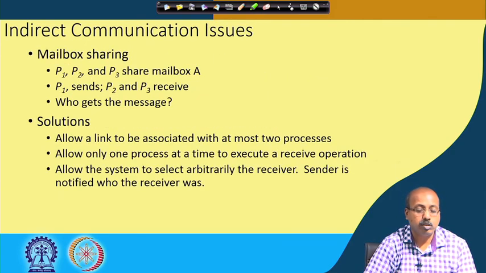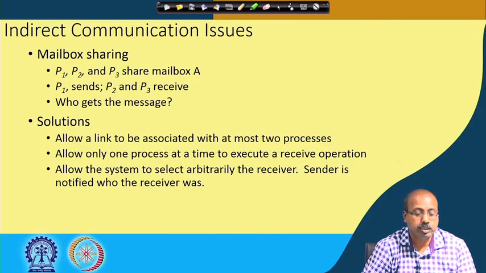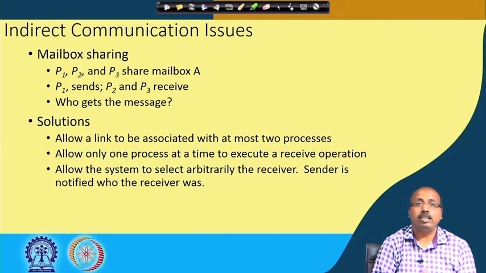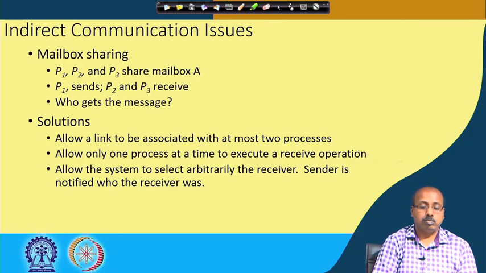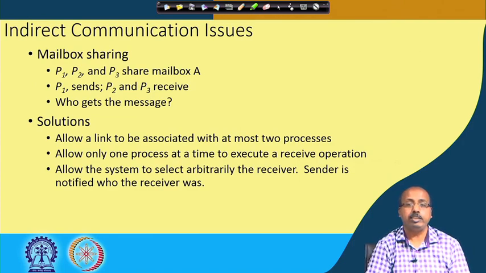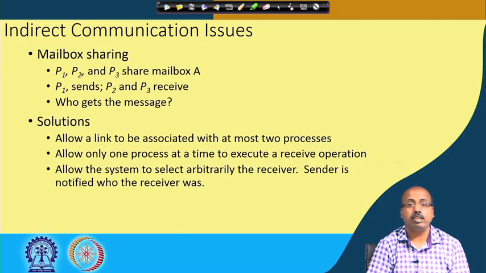Some other issues, like mailbox sharing. Suppose P1, P2 and P3 share mailbox A, P1 sends, and P2 and P3 receive. Now, who gets the message? Since they are sharing the mailbox, we do not assume there is a leaking of information. We assume that anything sent may be seen by some other process among P1, P2 and P3. It is not a security issue, but the point is who should read the next message.